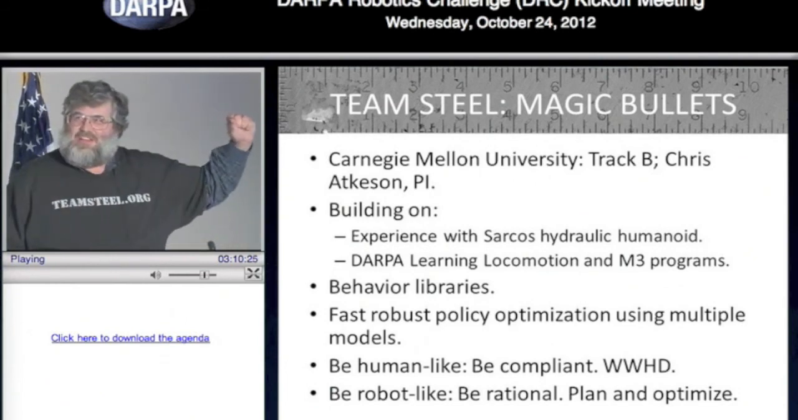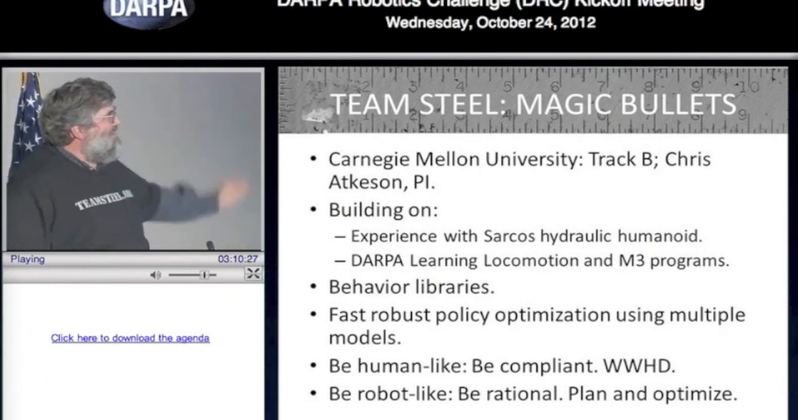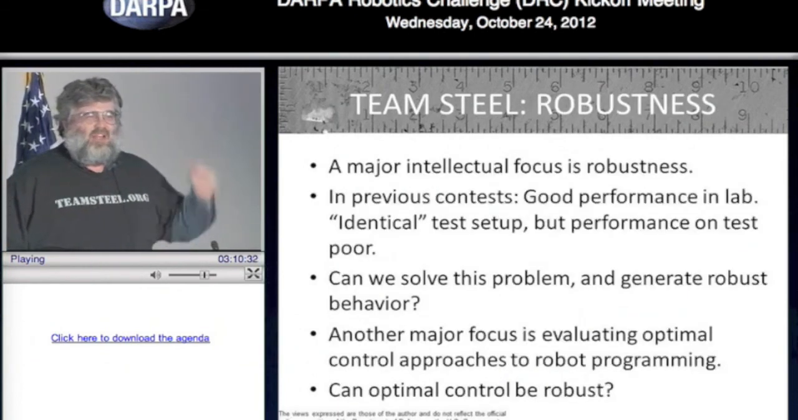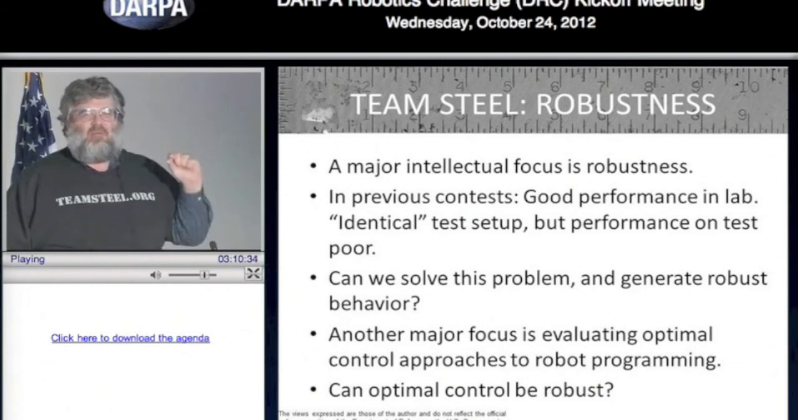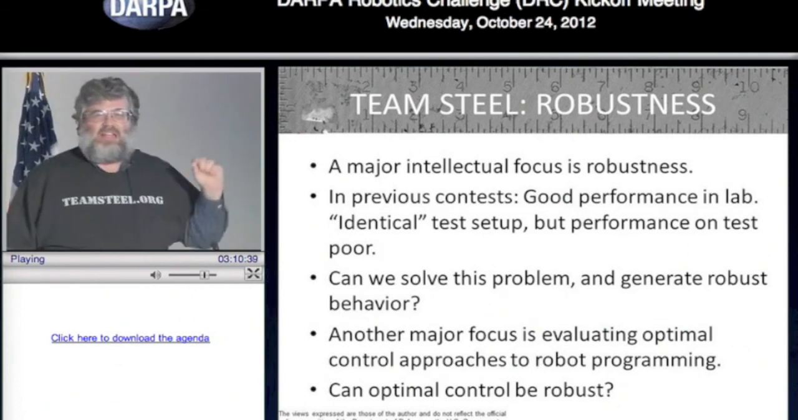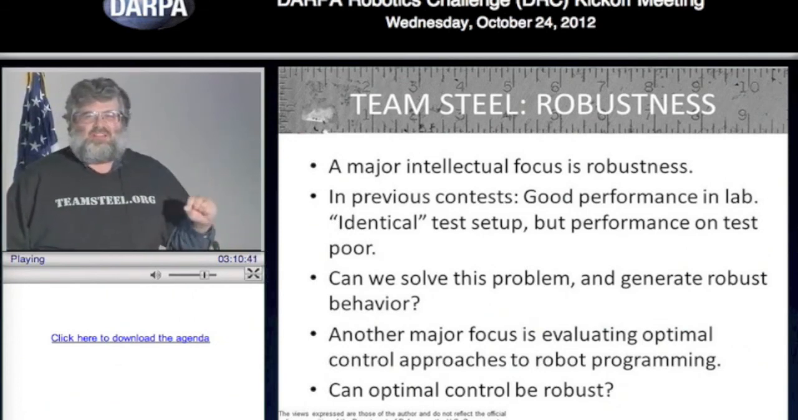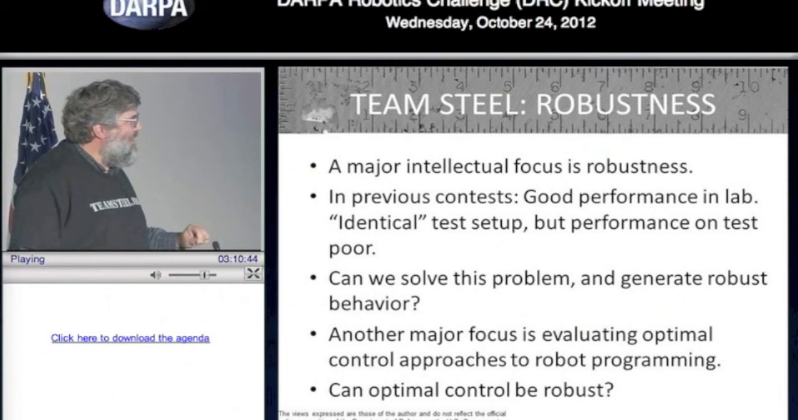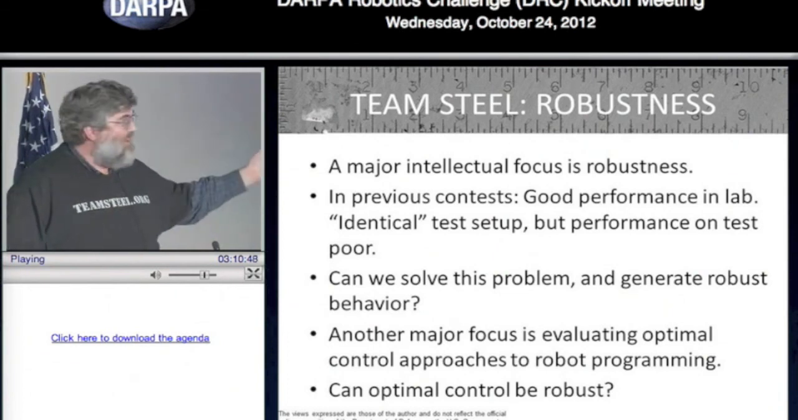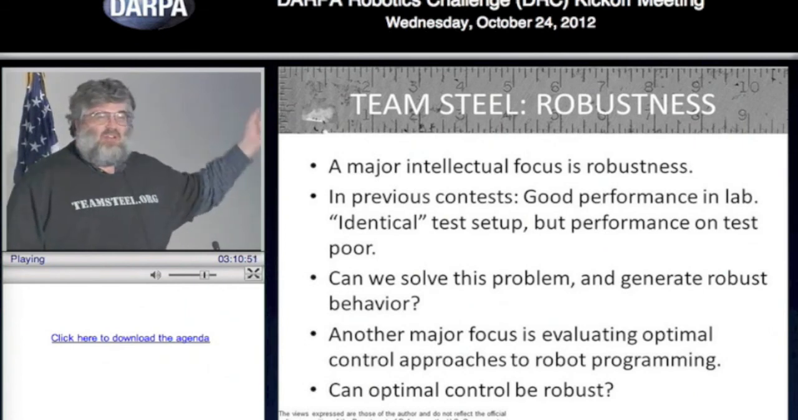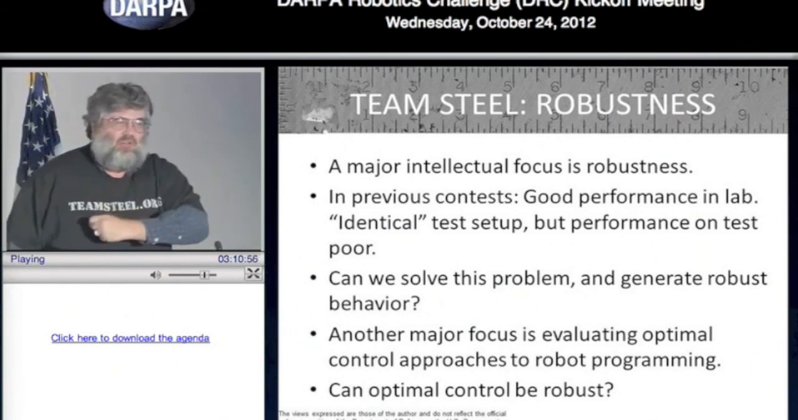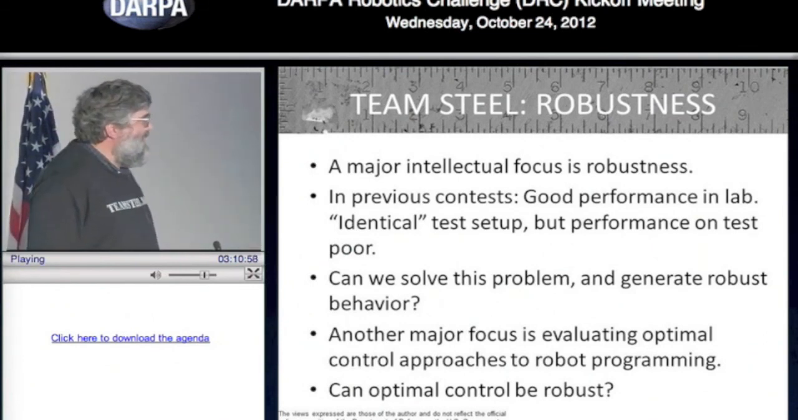Let me turn the page. Okay, we've done some competitions before, and I can tell you what I think the fundamental problem is. The robot works in the lab, but then you take it out of the lab, or you try to get it to run on an identical setup, and it doesn't work. The robustness of what we've done is typically very poor. So the fundamental research question we're trying to address is: how can we generate robust behavior that works every time in every place and across all copies of the robot?